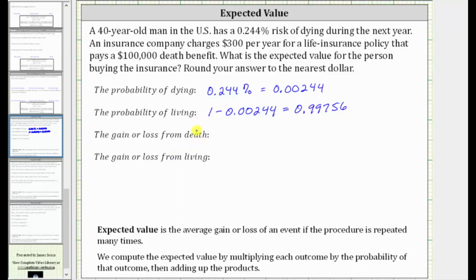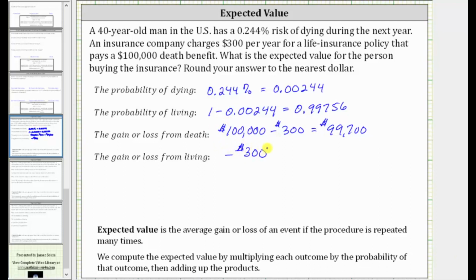So if the man dies, he does receive the $100,000 death benefit, but he did pay $300 for it, and therefore the gain from dying, at least the gain to the family, would be $100,000 minus the cost of the policy, which is $300, and therefore the total gain is $99,700. And then the gain or loss from living is that they pay for the policy and don't use it, and therefore there's a loss of $300, which we indicate as negative $300.